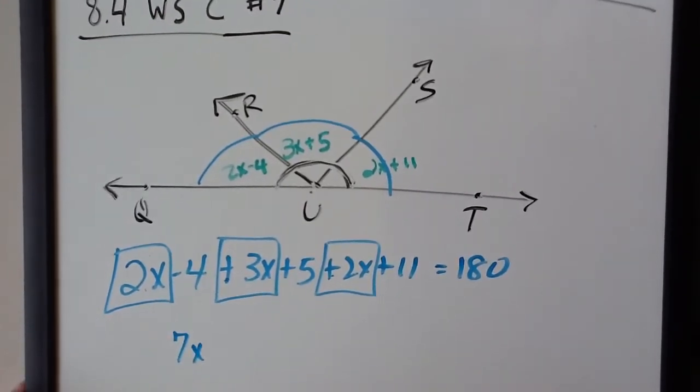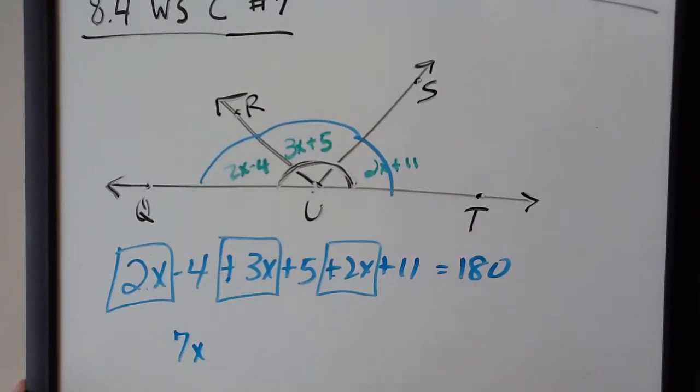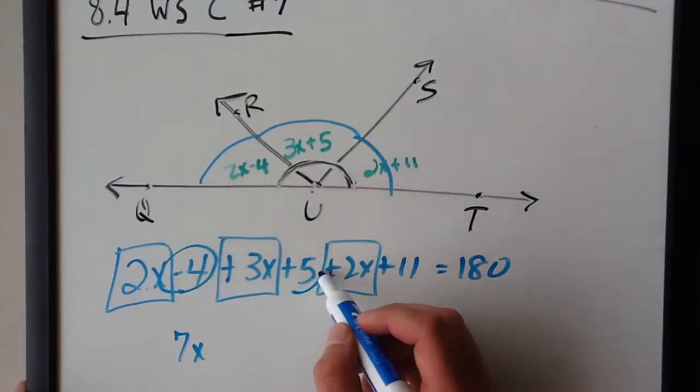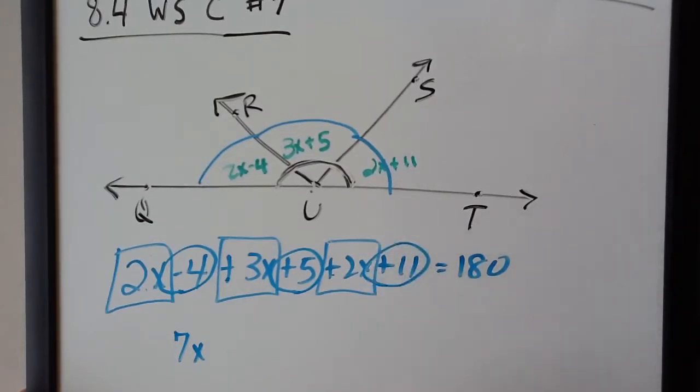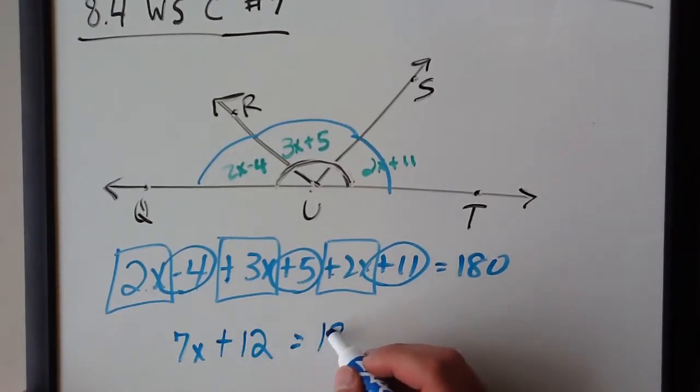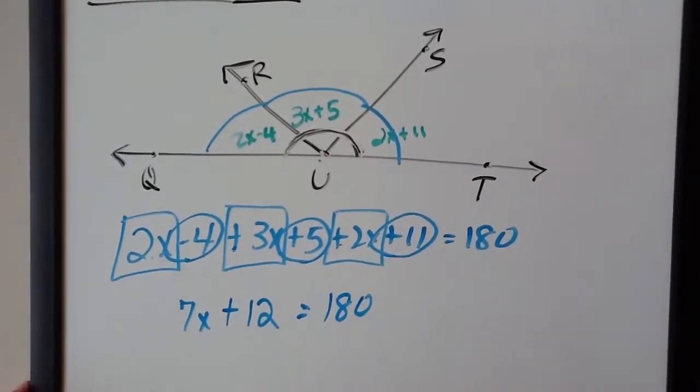Then I combine my constants, which are those numbers without a variable. I have negative 4 and positive 5. That would be positive 1. And positive 1 plus 11 is positive 12. That's the left side of the equal sign. The right side of the equal sign only has one term, so it just stays as 180.